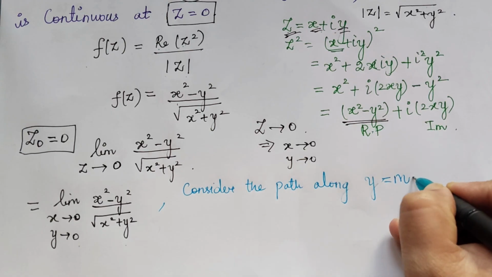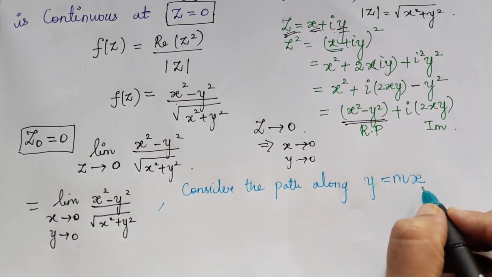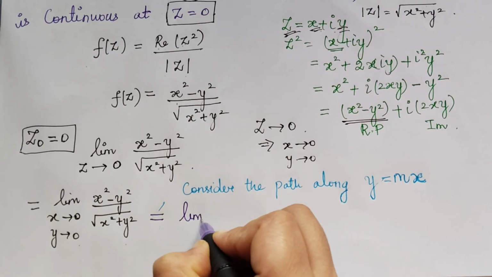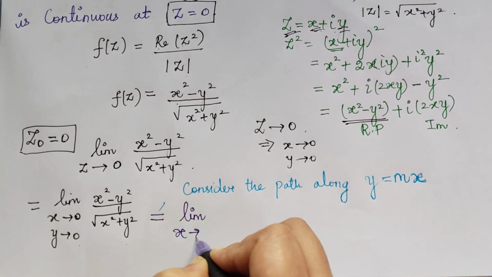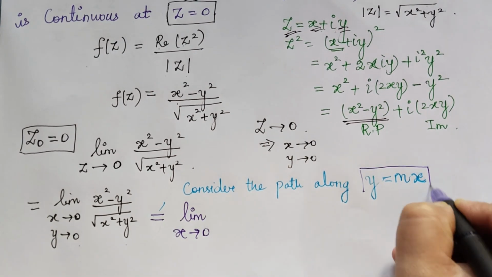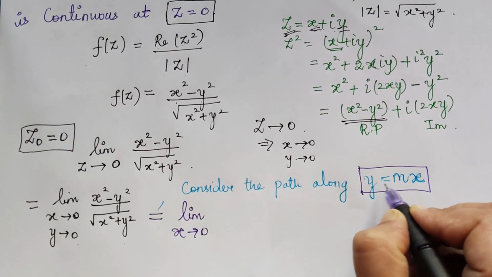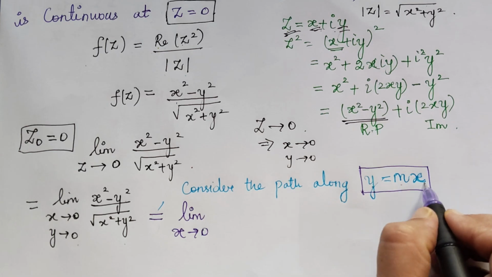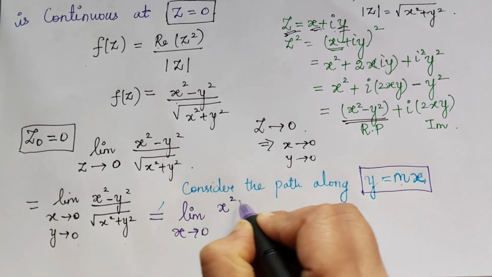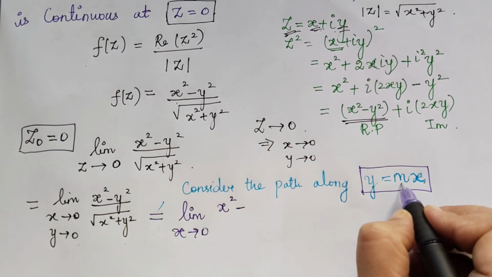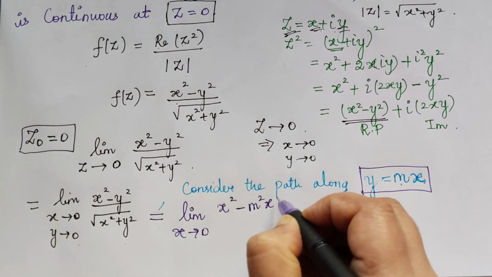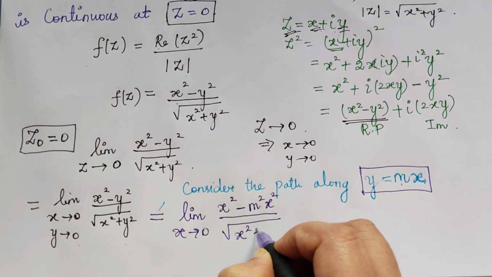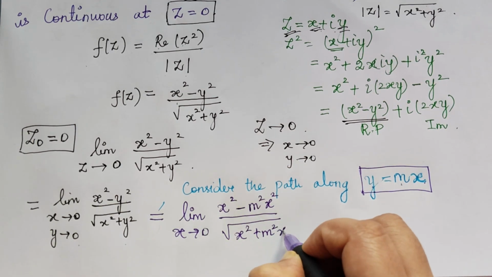So we are going to consider the path along y equal to mx. If we consider that path, this limit will be equal to limit x tends to 0 alone, because we have taken y in terms of x itself. So y is equal to mx. Wherever we have y, we shall replace it by mx. So this will be equal to x square minus, now y is mx, so m square x square, divided by square root of x square plus m square x square.